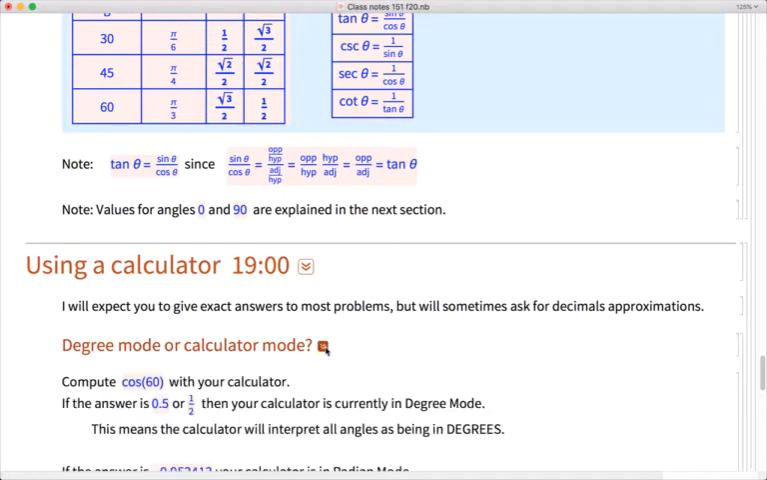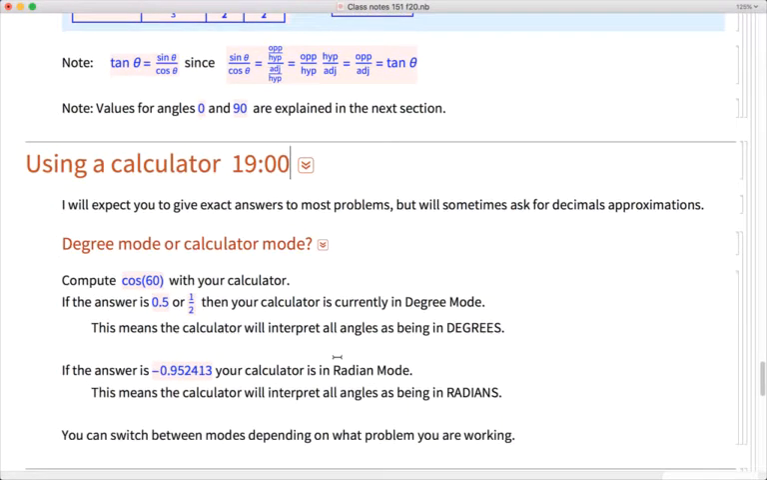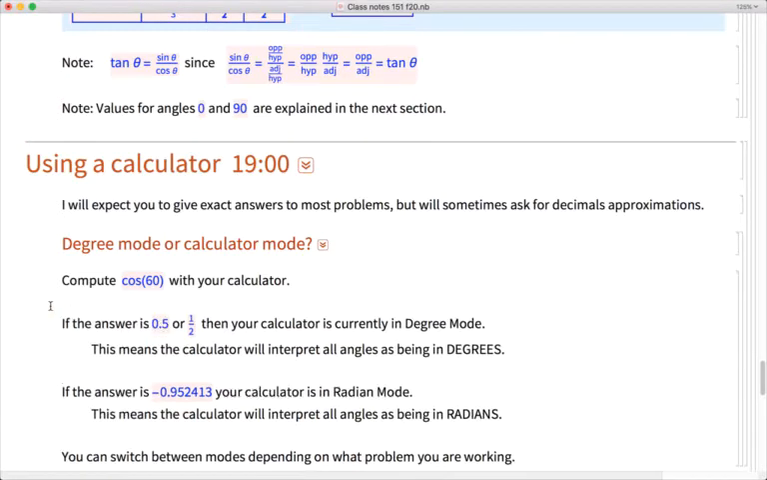So one quick heads up on computing trig functions using a calculator or computer is you have to be sure about whether or not the calculator is thinking that the angle is measured in radians or in degrees. So if you wanted to push pause for a moment and get out your calculator and compute cosine of 60, that would be great.